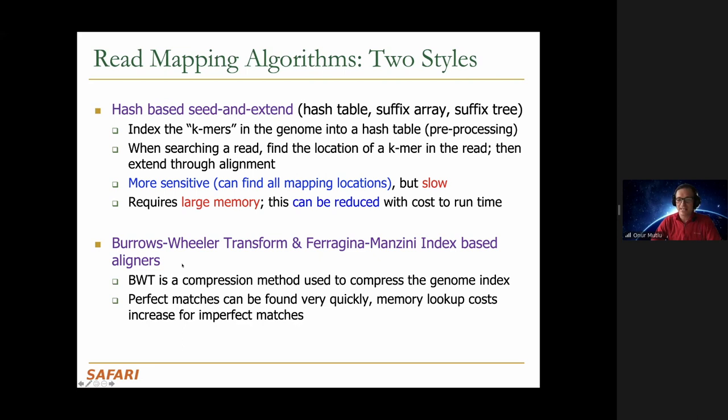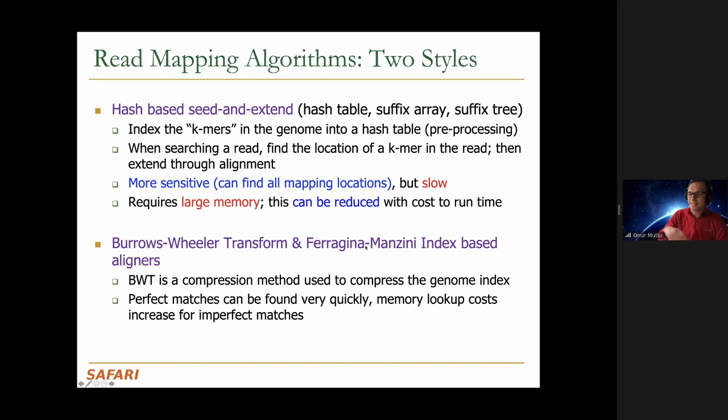They basically use some compression method to compress the genome index. And they're actually optimized for perfect matches usually. You can find the perfect matches very quickly, but for imperfect matches, you need to do a lot of work. Basically, these are not very sensitive. So as you increase the value E, these become extremely slow.